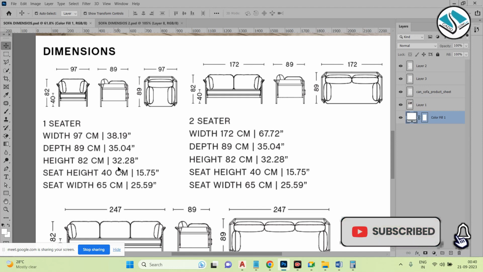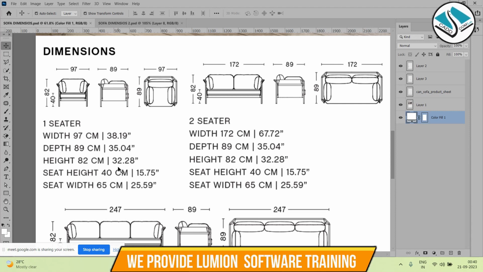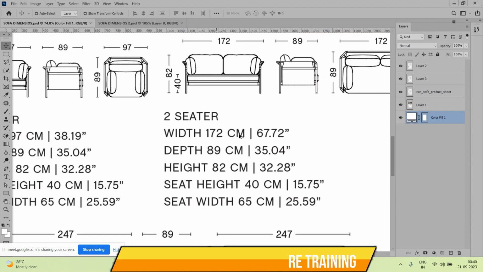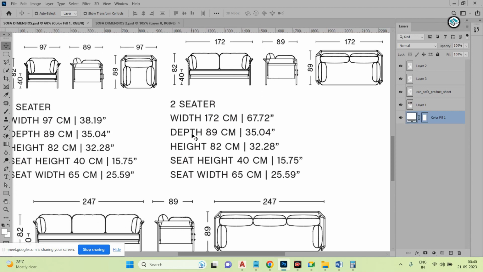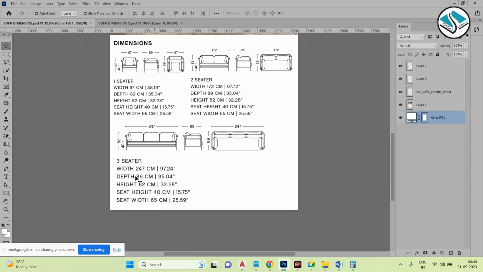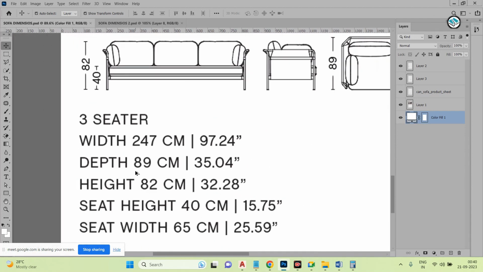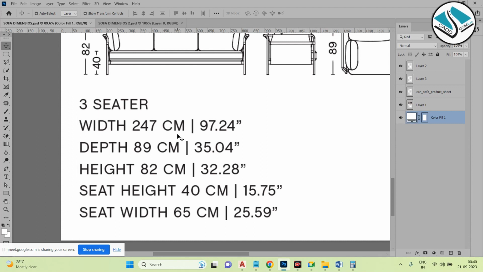You can take any size for your interior space planning. If you are making a two-seater sofa, then you can take width 172 and depth 89 centimeter, and the height is 82 centimeter. If it's a three-seater sofa, you can take the size like width 247 centimeter, depth 89 centimeter, height 82 centimeter.